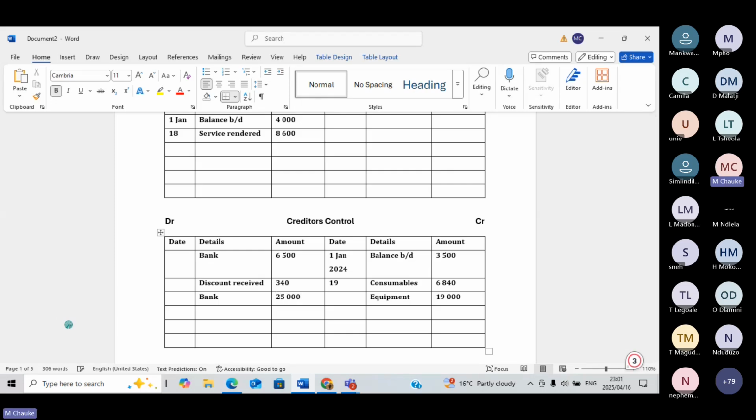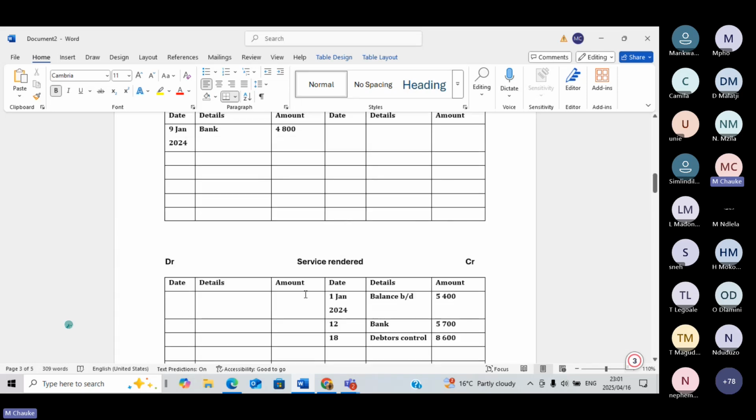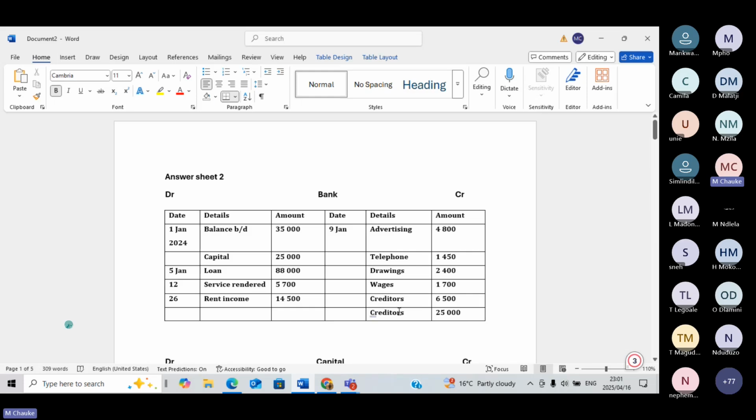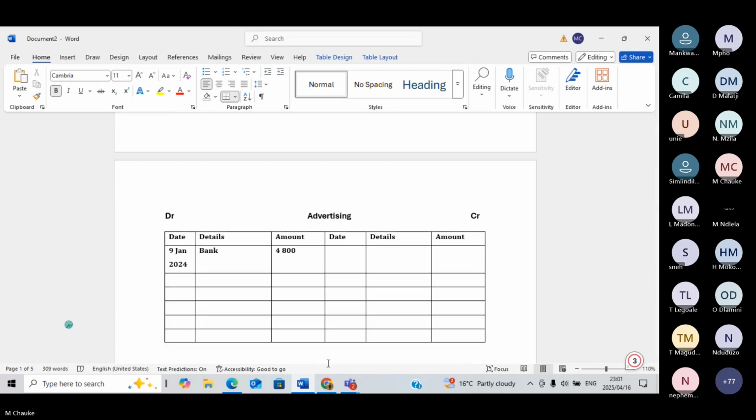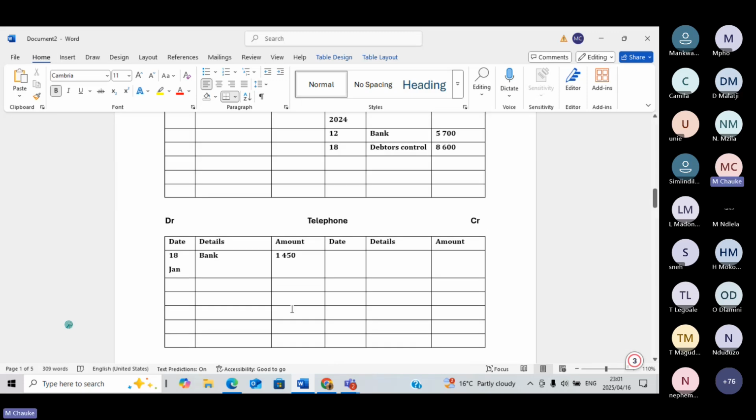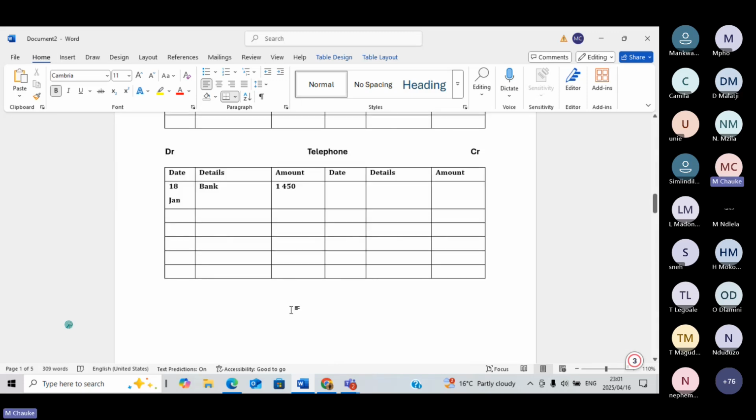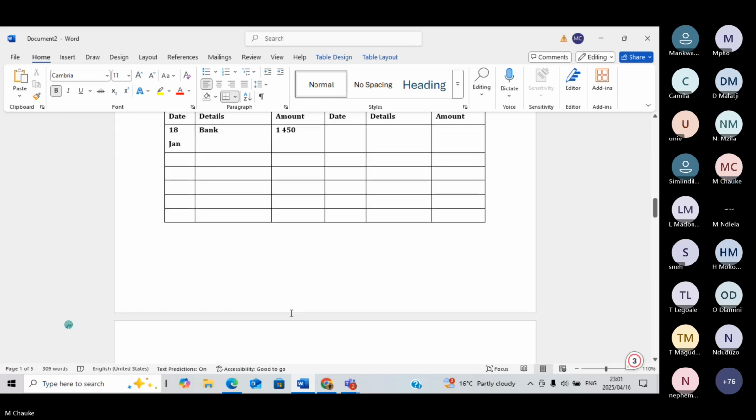Because remember, every credit must have a debit. So we've debited bank on the debit side of creditors control, and going back up there on the bank account, we've decreased our bank with 25,000 to creditors. Why? The double entry system or duality principle. Every credit must have a debit, and we've done that. Are you guys following right there? And then that's all for the transactions for question 2.